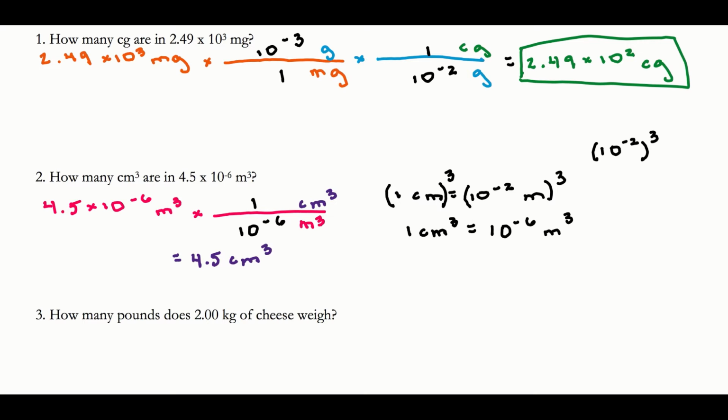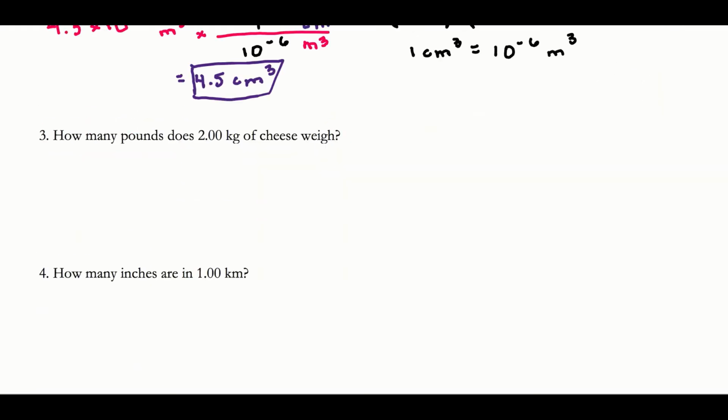Let's double check units and sig figs. 4.5 has 2 sig figs. Centimeters cubed are my units, and I am good to go. Okay, let's look at the next example.